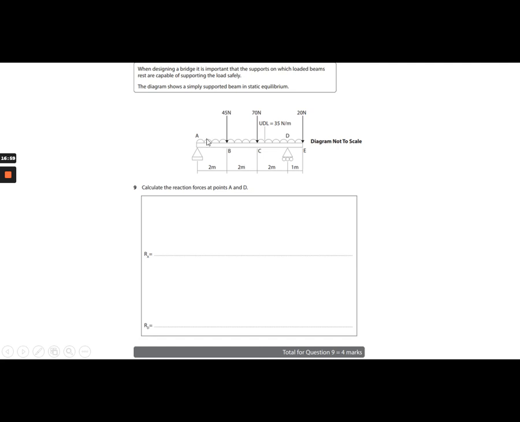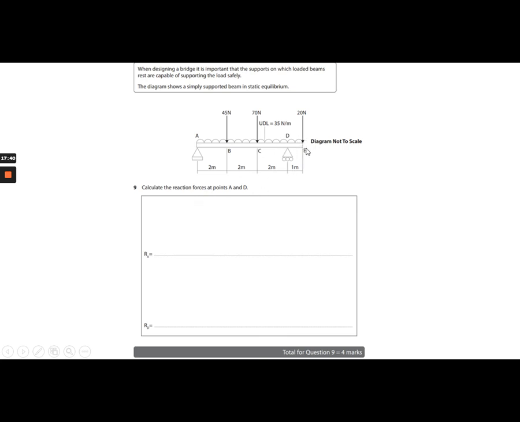So that's the UDL. And look, you get credit for adding these on. So you've added the UDL, and then just figure out that's clockwise, 45 times 2. Take A as your pivot. This is clockwise, 70 times 4. A lot of people will put 2 there. You've got to make sure that's the distance from the pivot that you're dealing with. The last clockwise is 20 times 7. So add those moments up, and that's your clockwise. 45 times 2, added to 70 times 4, added to 245 times 3.5, added to 20 times 7.